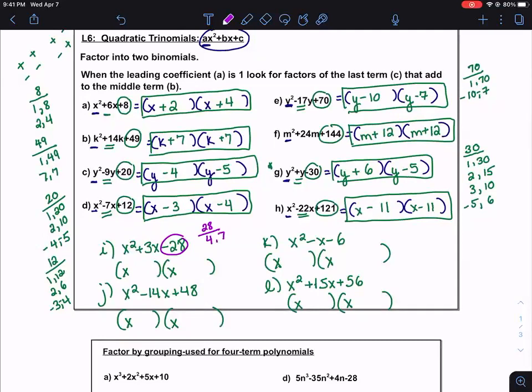Now, you have to decide which one is negative and which one is positive. Well, if I want to add to a positive 3, it has to make sense that 7 is positive and 4 is negative, because if 4 is positive and 7 is negative, it would become negative 3. So it's x minus 4 and x plus 7.